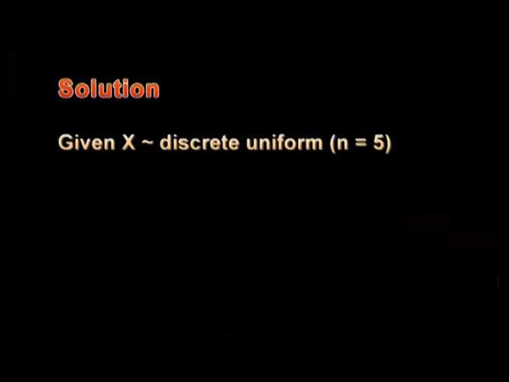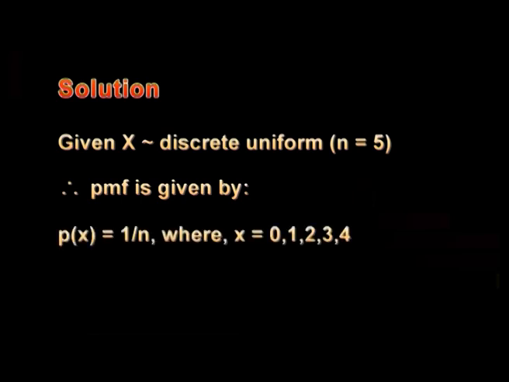Given X follows discrete uniform distribution with parameter n equal to 5. Therefore, the probability mass function is given by P(X) equal to 1 by n, where X takes values 0, 1, 2, 3 and 4, which is equal to 1 by 5.